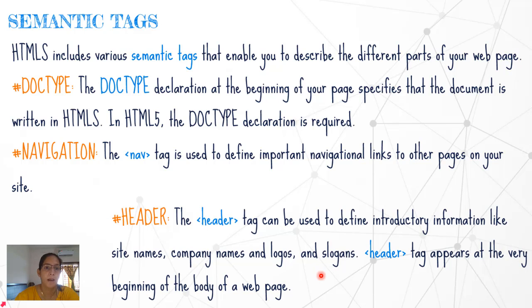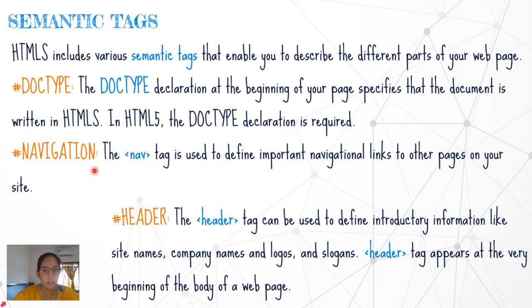Children, HTML5 includes some semantic tags which describe a particular part of a web page. For example, doctype. Doctype is a tag declared at the beginning of the web page, and it tells us that this document is an HTML5 document, or in HTML5 the doctype declaration is required.